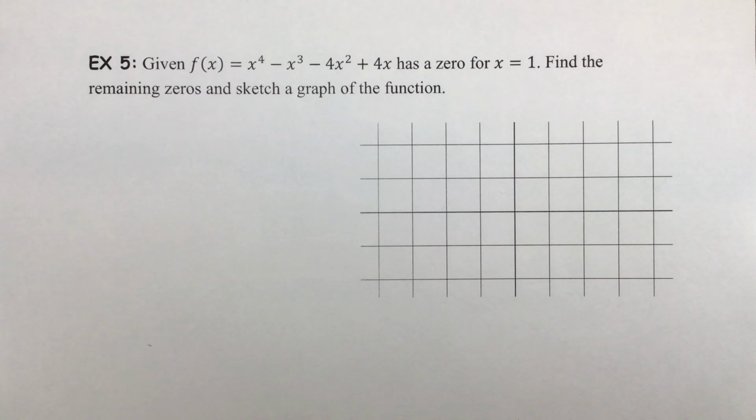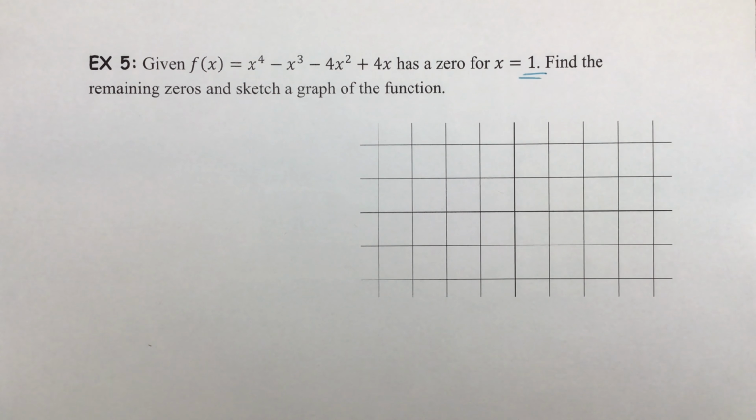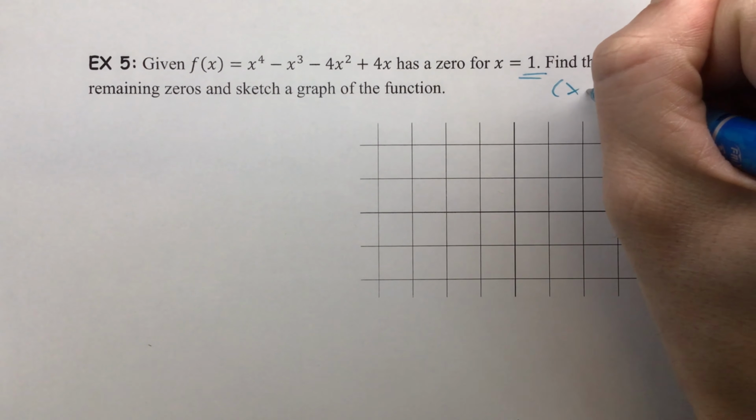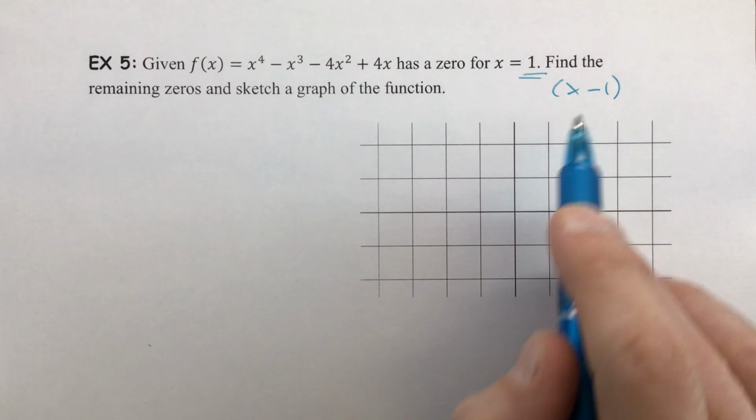Okay, so what we're going to start with is one of the zeros. You are going to be told that you do have a 0 at 1. You do have a 0 at 1. So that would mean that you would have a factor of x minus 1. That would be a factor. So I'm going to use synthetic division to remove that factor.